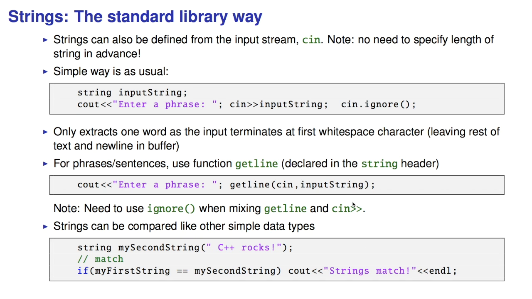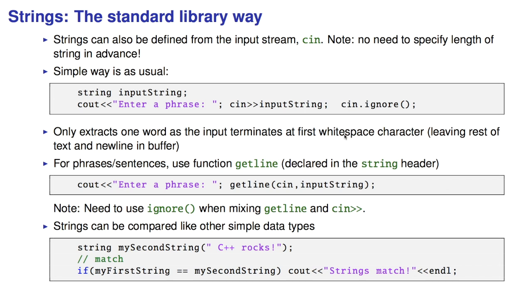Now, strings can also be defined from the input stream. There's no need to specify the length of the string in advance, which is a great advantage over the C-string. So I can write down a string, input string, I say cout, enter a phrase, and cin input string. In this case I put a cin.ignore over there, which may well come in handy. We'll have to be a bit more careful about what we do with that today. But the first warning is that if it reads a string, it only extracts one word, as the input terminates at the first whitespace character.